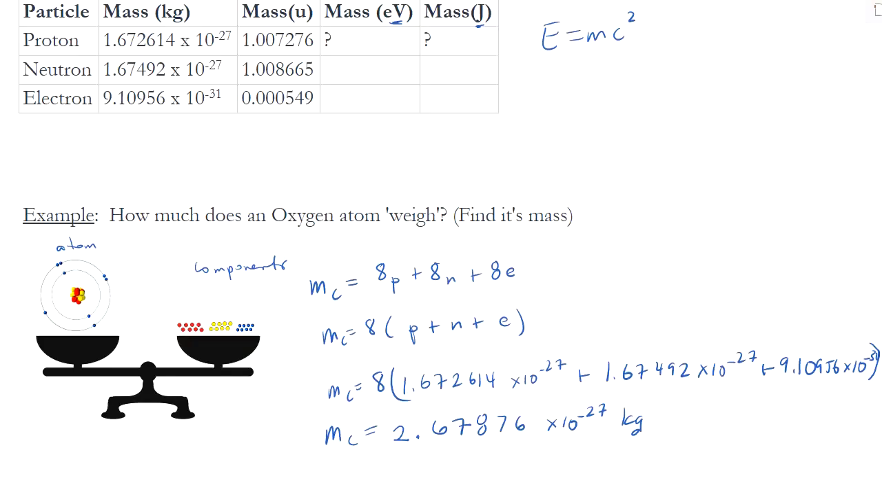So that calculation gives me 2.67876 times 10 to the negative 27 kilograms. Let's convert that to atomic mass units by dividing by 1.66 times 10 to the negative 27. That's the number of kilograms per atomic mass unit. And you get 16.1371 units.